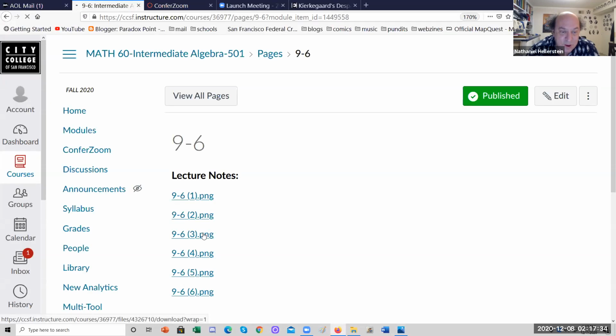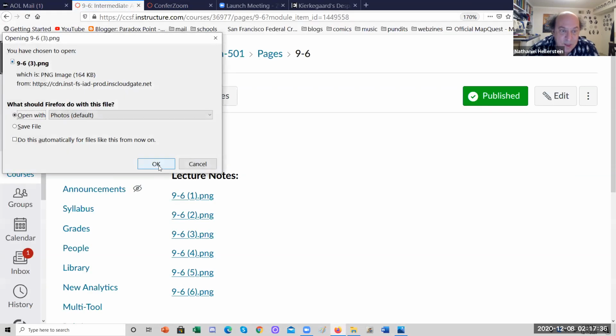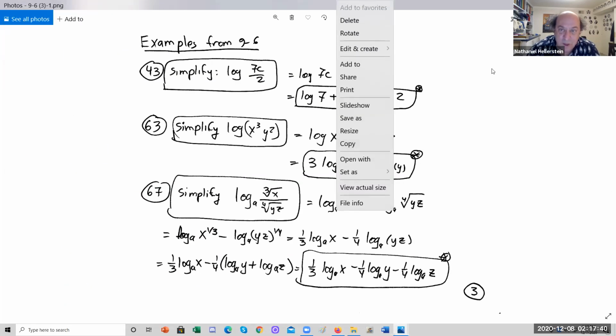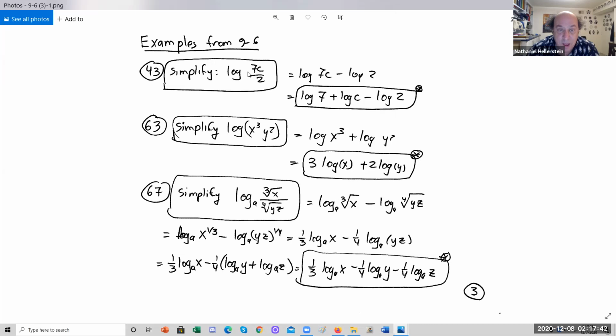9.6.2, 9.6.3. Okay, so here we have some problems. Simplify a common log of 7c over 2. Well, logarithm of a ratio is a difference, log 7c minus log 2. This is a product, so it breaks into log 7 plus log c minus log 2.